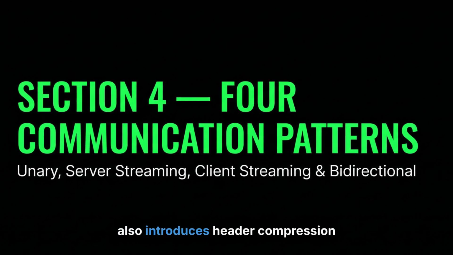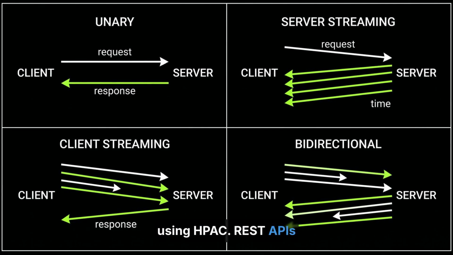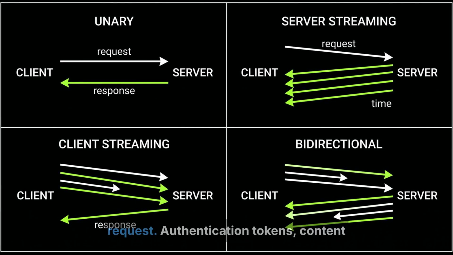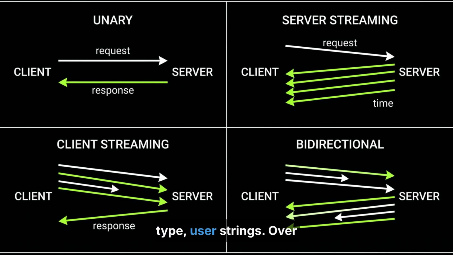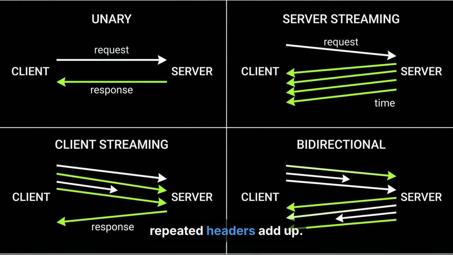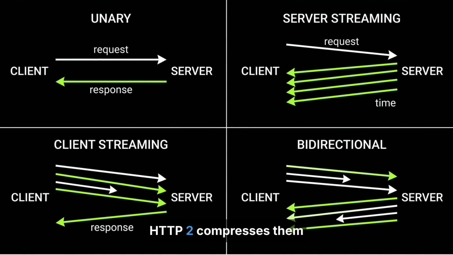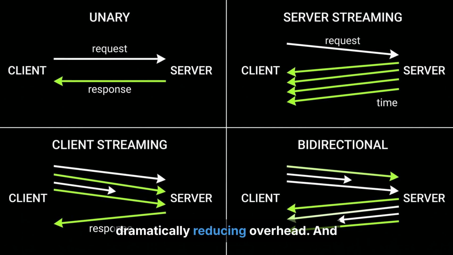HTTP/2 also introduces header compression using HPACK. REST APIs send headers with every request: authentication tokens, content type, user agent strings. Over thousands of requests, those repeated headers add up. HTTP/2 compresses them into a shared table, dramatically reducing overhead.